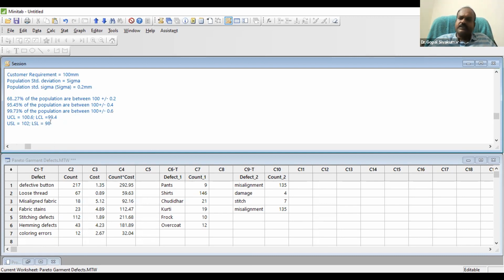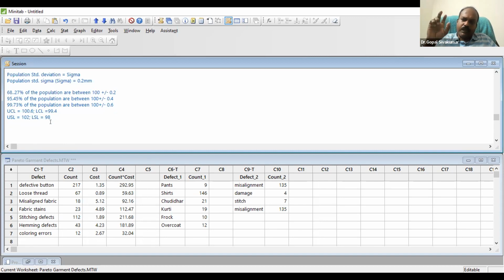And since specifications are much outside the control limits, the data is clearly giving me evidence that my company is capable of meeting the customer requirement in the last 5 years. No problem, right? So now you understood about the population.